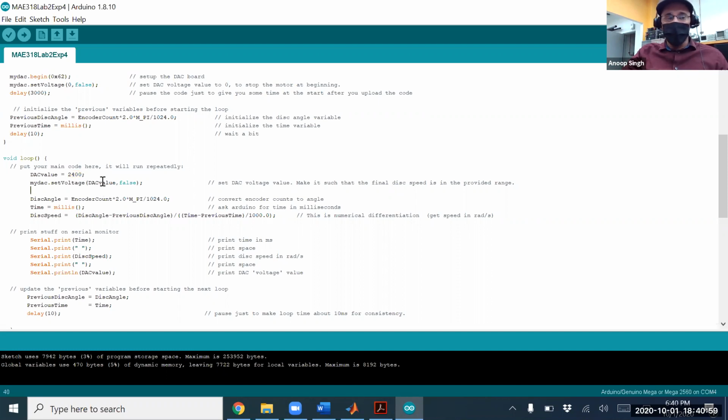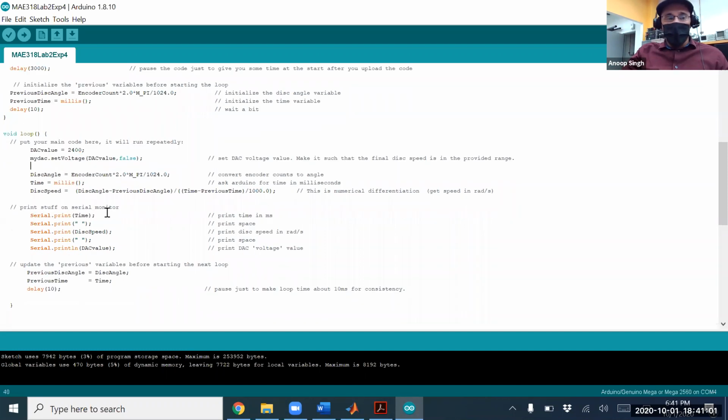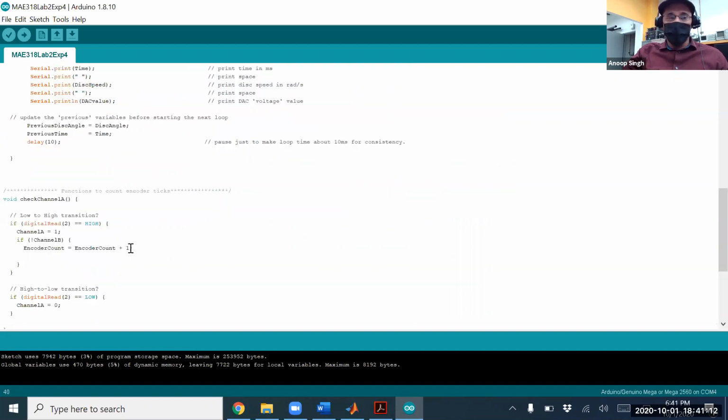So I'm going to give that DAC number, and then with that DAC number, the motor is going to spin, we measure the disk angle, calculate the speed from it, and print it all. So I'm going to print time, disk speed, and DAC value. So let's see how that response looks.